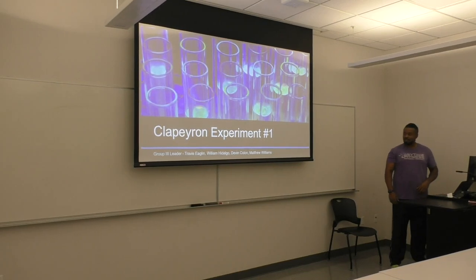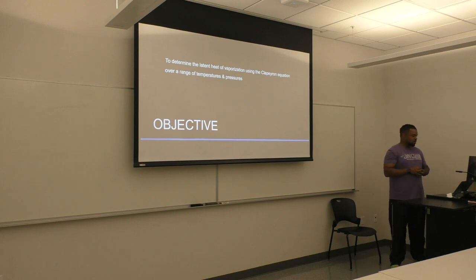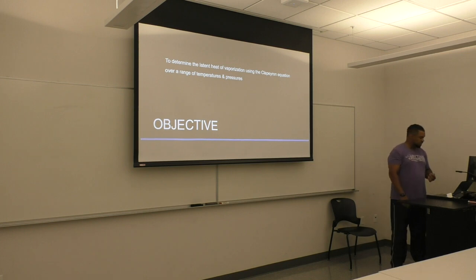All right, I'm Travis Eaglin, and I'm the group leader for Group 3, and our experiment is the Clapeyron experiment. The objective is to determine the latent heat of vaporization using the Clapeyron equation over a range of temperatures, and then we will compare that to the steam tables in the thermodynamics textbook.